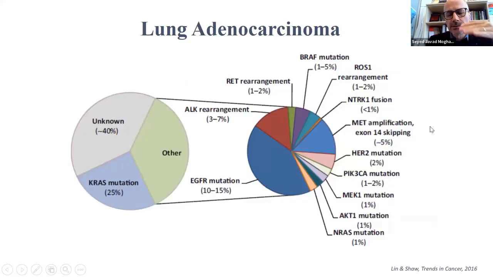In regard to the driver mutation that causes adenocarcinoma, it's a very heterogeneous disease. As you see, there are too many types of mutation that could lead to lung adenocarcinoma. Most of them are closely associated with smoking. The most common type of mutation that is seen in lung adenocarcinoma is KRAS mutation.